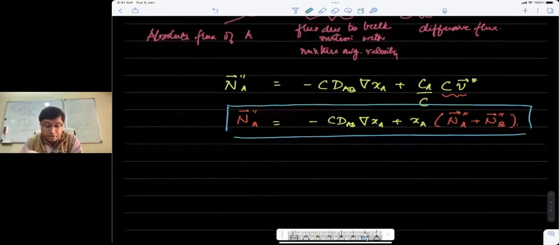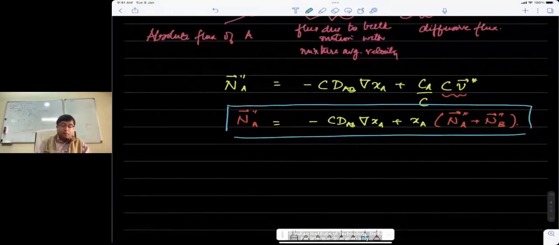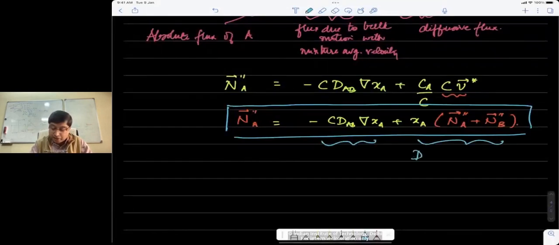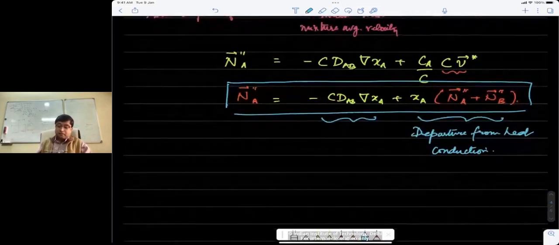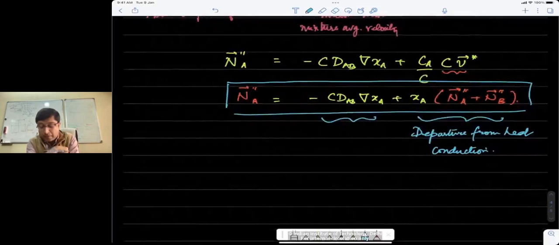If you now compare this flux equation with Fourier's law. Now remember, if there is no motion and you're only dealing with conduction, then Fourier's law is written when you're observing diffusion from a fixed coordinate system. Here, even if you observe it from a fixed coordinate system, though the flux has this diffusive part, you get this additional contribution, which may or may not be zero. So this is where things get complicated, and this is where there is a departure from heat conduction. This additional term makes mass transfer different from heat conduction. So it is not analogous anymore, unless this number XA into N double dash A plus N double dash B was 0. This is not possible.